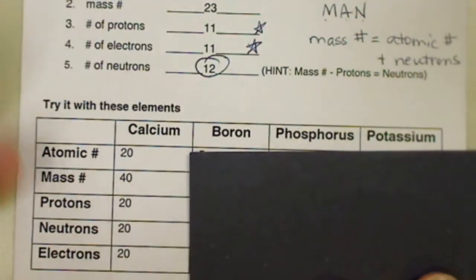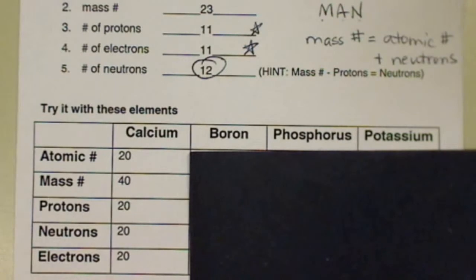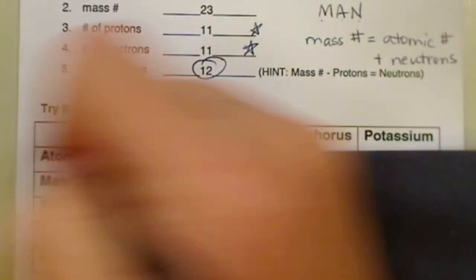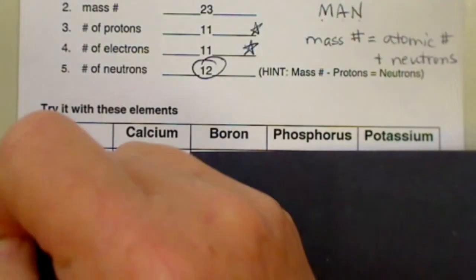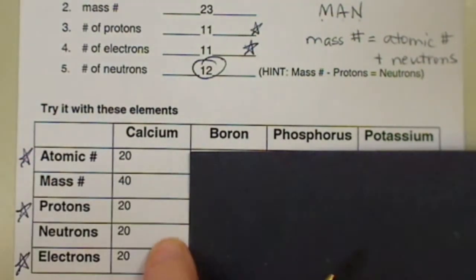All right, calcium has an atomic number of 20, a mass of 40. Because you have an atomic number of 20, your protons and electrons are 20. We're going to star those again. Atomic number gives you the protons and electrons. Your neutron number will be mass minus atomic number.